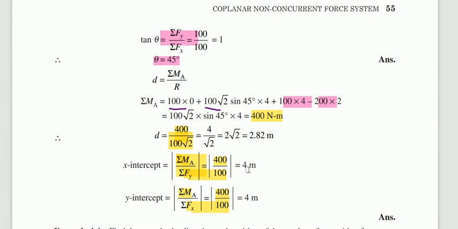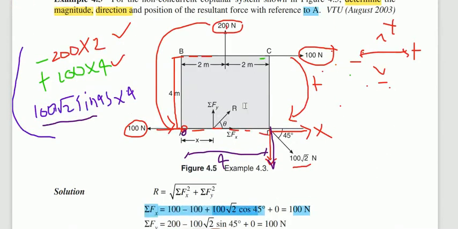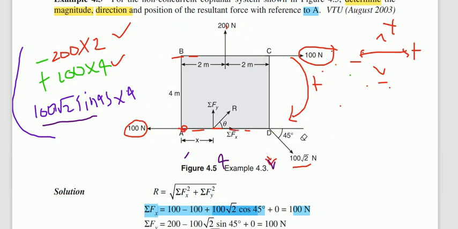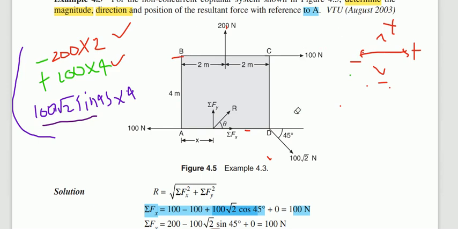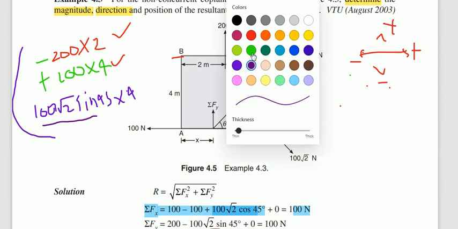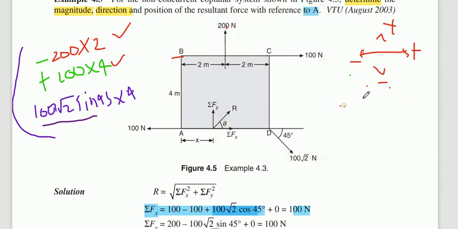So now you need to draw the resultant here. Once again you have to draw this figure and draw where the resultant will lie. What is the x intercept? It is 4 meter, and the y intercept is also 4 meter. So now you have to draw here. With respect to which point do you have to draw? With respect to A, because A is given. Whatever values you have calculated are also with respect to point A here.